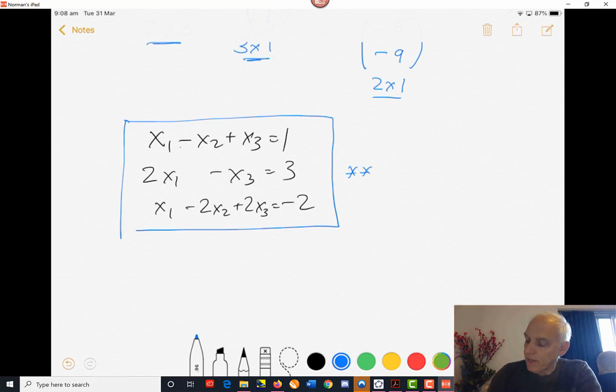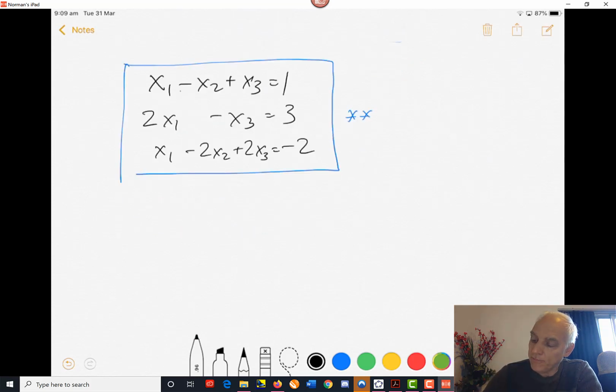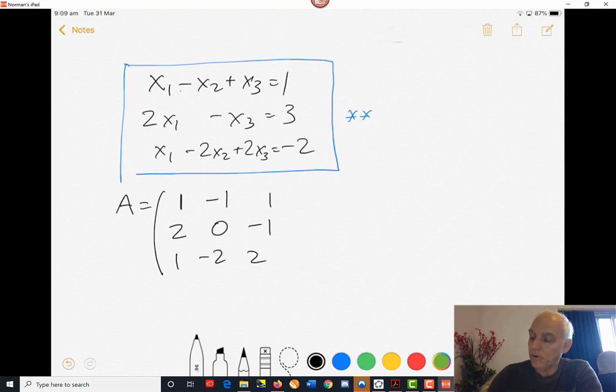The 3 ingredients here are, first, the matrix of coefficients. A is the matrix of coefficients, and they are 1, minus 1, and 1, the coefficients of x1, x2, and x3 in the first row on the left-hand side. Then the second row, 2, 0, minus 1, because there's 0 x2s in that second row. And then 1, minus 2, 2, that represents the left-hand side of the third row. That 3 by 3 matrix captures all of the coefficients on the left-hand side of the equation.